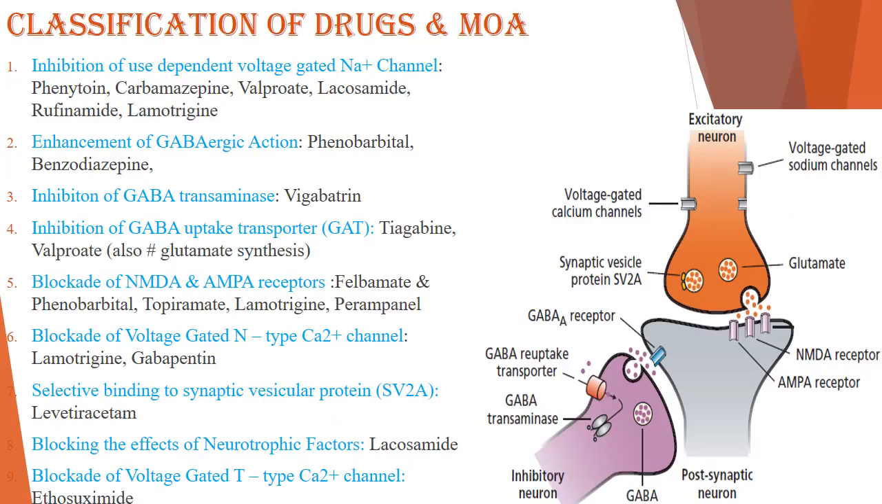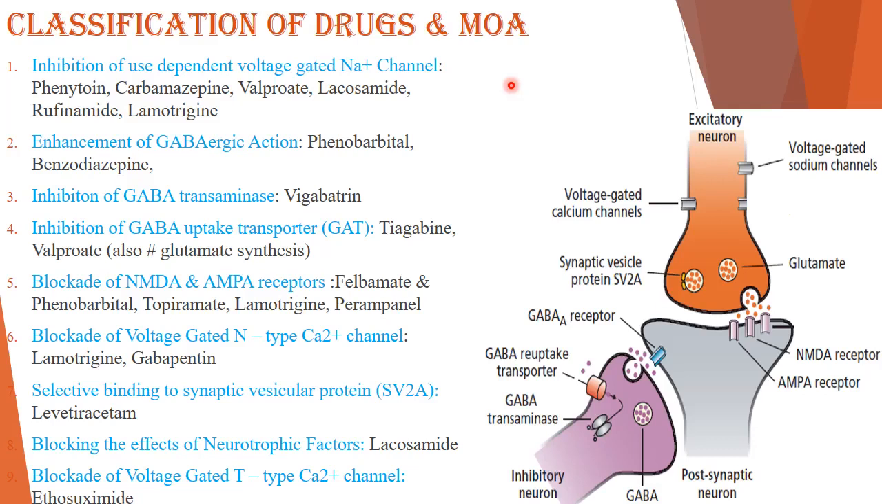Now next is the classification of drugs and mechanisms of action. In different books the classifications are given in different ways, but here I have classified as per the mechanism, so that it is very easy for you to remember. Now the point is, why does a seizure occur? We know our brain is controlled by excitatory neurons and inhibitory neurons. Both are in balance.